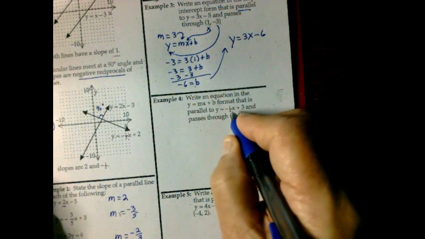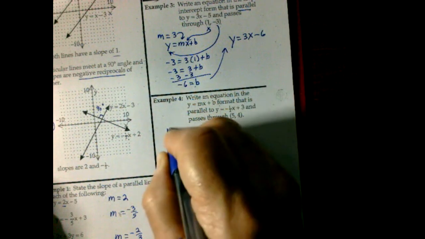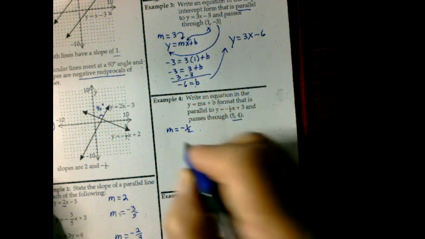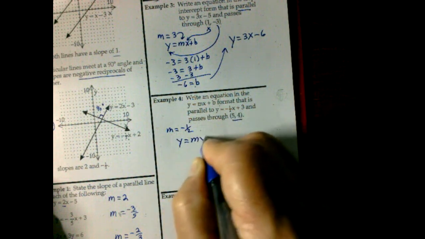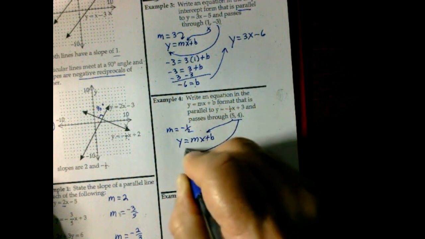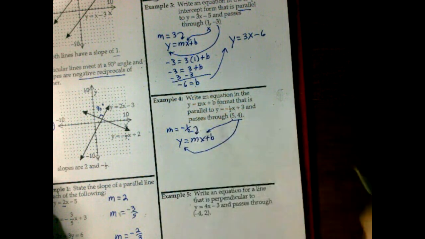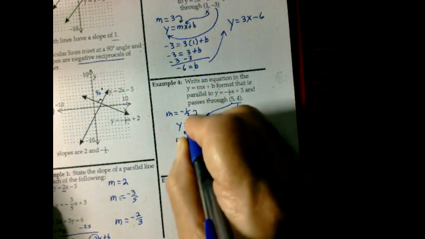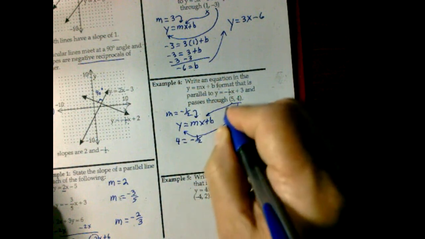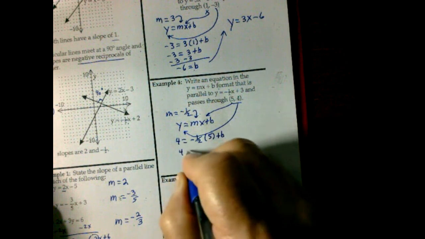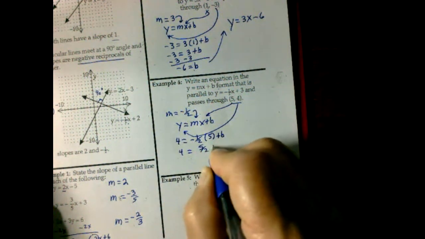Now here we go with parallel again. So we can see the slope is going to be negative 1/2. And we want to do it again with these 2 points. Y equals mx plus b. We slide the x in here. We slide the y over here. And we slide the negative 1/2 for the mx. And then we get 4 for the y equals negative 1/2 times 5 plus b. And you're going to get 4 equals negative 5/2 plus b.